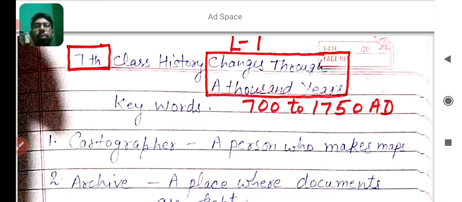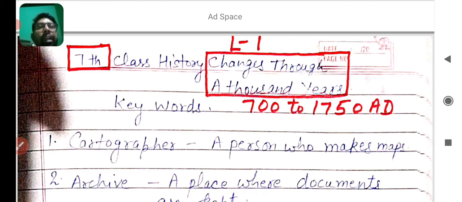Dear students, today we are going to start our lesson number 1 from history for 7th class. And you know that the name of the lesson is Changes Through a Thousand Years. So the first question in your mind will be: which thousand years are we going to study in lesson number 1 of history? You know that we will learn about 700 to 1715 AD in Indian history. What were the major changes that occurred? We will learn in this lesson step by step.